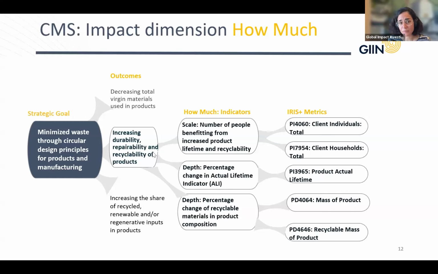As you see here, for this specific outcome, we have the percentage change in the actual lifetime indicator. So it's the calculation we did earlier, but now how is that moving across time? And also the percentage change of recyclable materials in product manufacturing. So again, the outcome indicator, but how does it shift through time, as well as the number of people benefiting from increased product lifetime and recyclability. There is a lot of information on how you could go about identifying those.